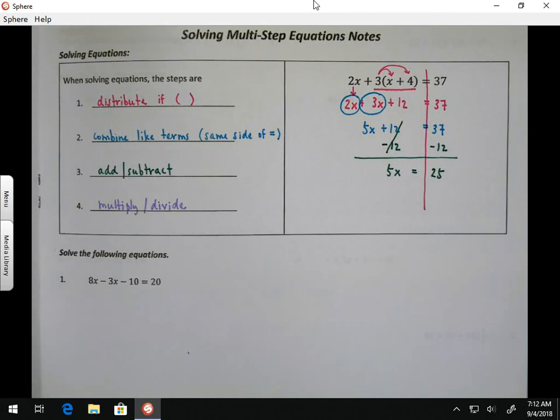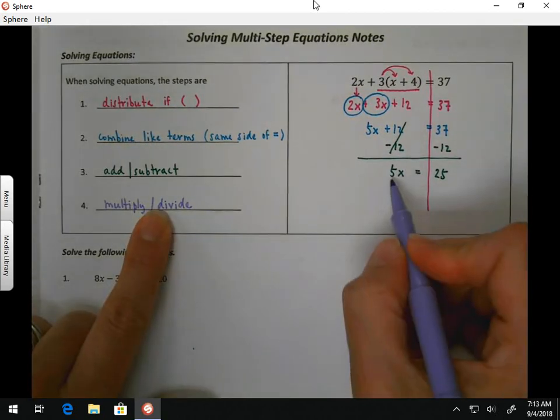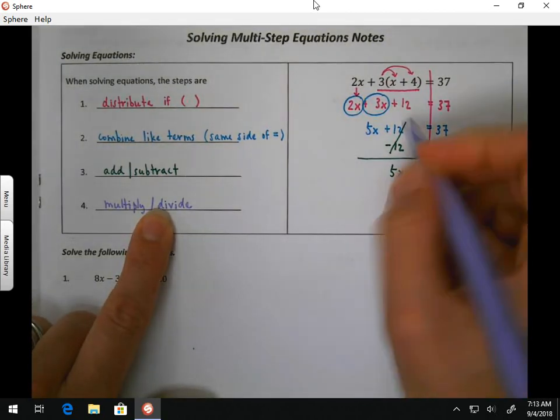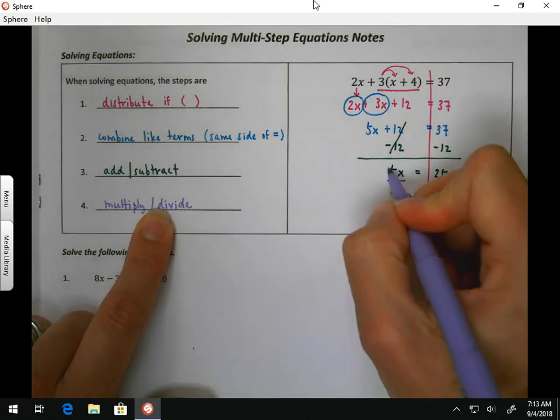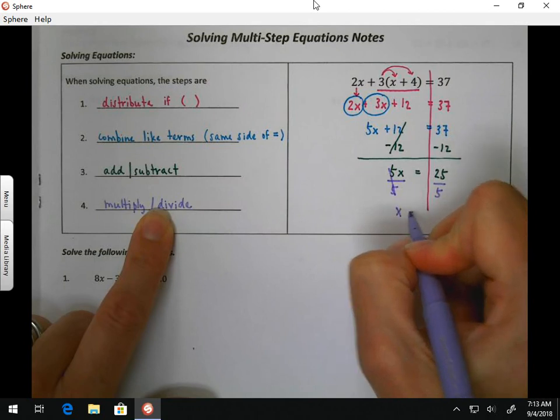Now, to completely isolate the variable, here I have 5 times x, so I'm going to do the inverse operation, which is dividing by 5. And I'm going to get x is equal to 5.